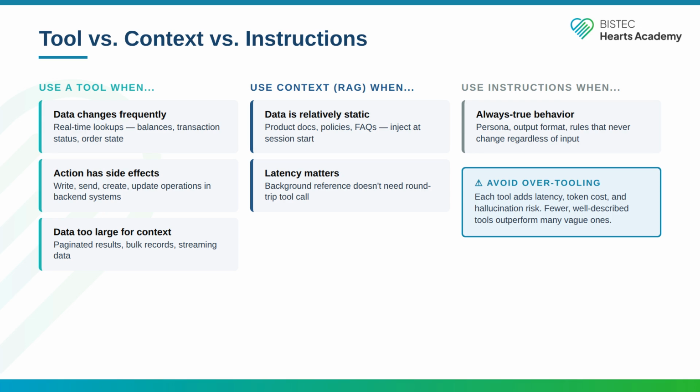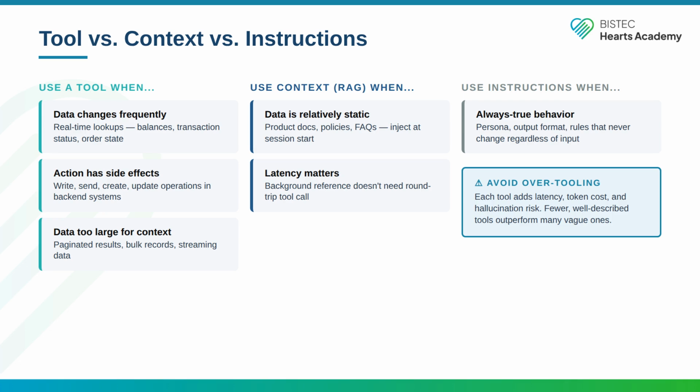Context injection eliminates the round-trip latency of a tool call and is more reliable when the information is background reference rather than a targeted query. Use system prompt instructions when the behavior is always true, regardless of user input. Persona, output format constraints, rules that never change.